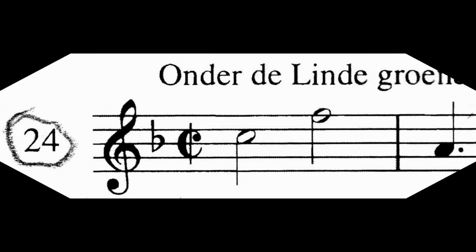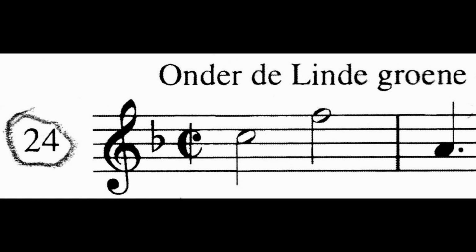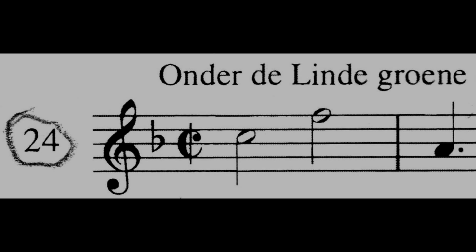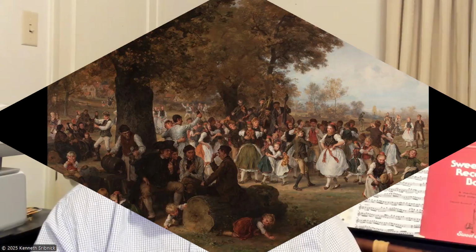Number 24, more fun and less challenging, is Van Eyck's Onder de Linde Groene, Under the Green Linden Tree, and don't write me about how I pronounced it. I'll play it one time through without repeats for you. Learn it, and then come back and play it here, playing both repeats. Remember, you have speed control settings.